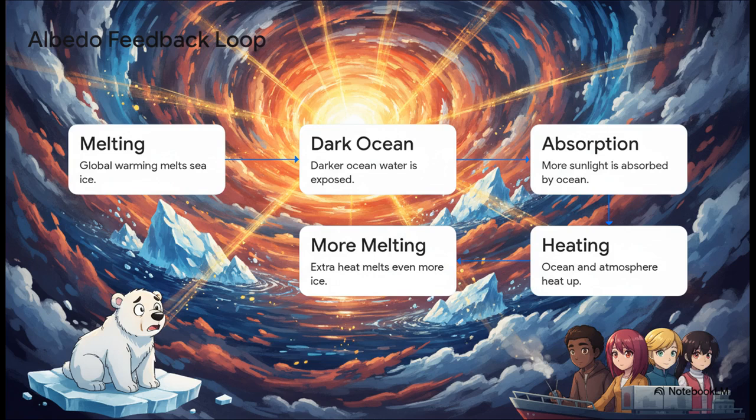Let's walk through the causal chain together. Step 1. Initial global warming melts the sea ice. Step 2. This exposes the darker ocean water below, which means a lowered albedo. Step 3. Because the surface is now darker, way more sunlight is absorbed rather than being reflected. Step 4. This extra absorbed heat warms the ocean and the atmosphere even more. And Step 5. Well, that extra heat melts even more ice. It's the microphone getting closer to the speaker. Warming causes melting, which literally causes more warming.